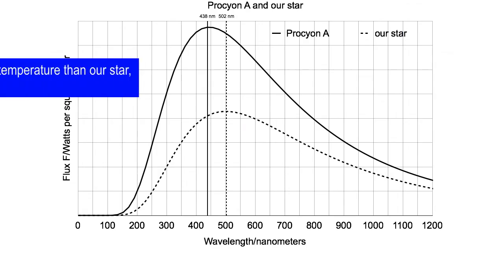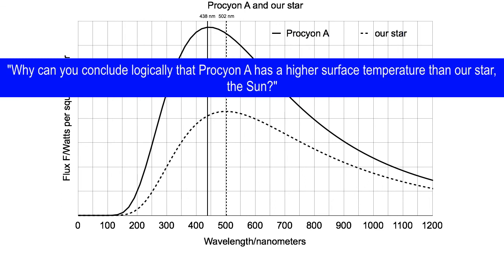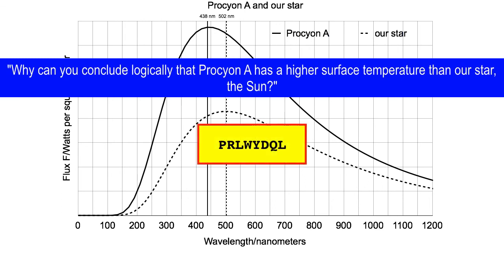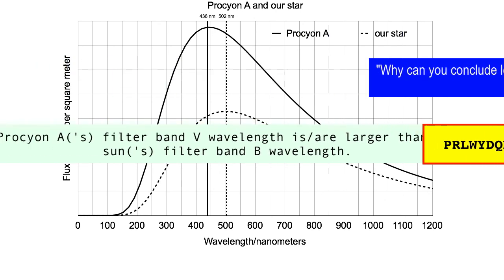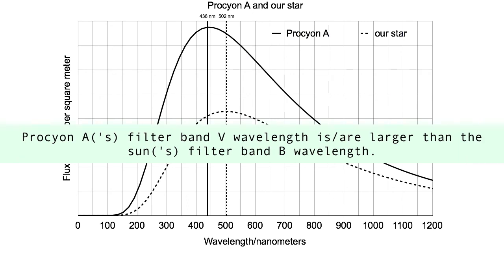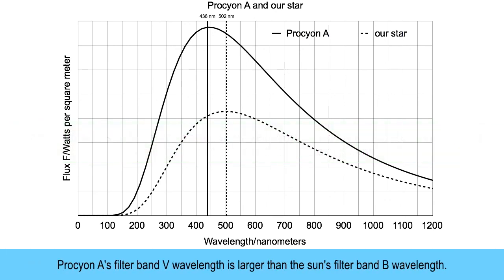All right, now here's another one. You can jot this one down. And this one's a long one. A lot of symbols. PRL, WY, DQL. Here it is. There's the decryption of that code. Procyon A's filter band. And here's what it looks spiffed up. So I read this in the spreadsheet, and I think this down here at the bottom. Procyon A's filter band V wavelength is larger than the sun's filter band B wavelength.